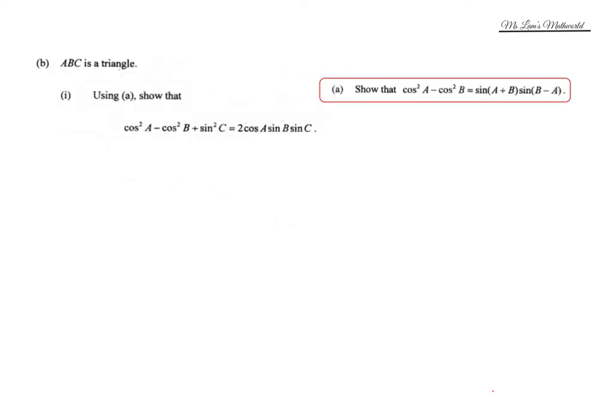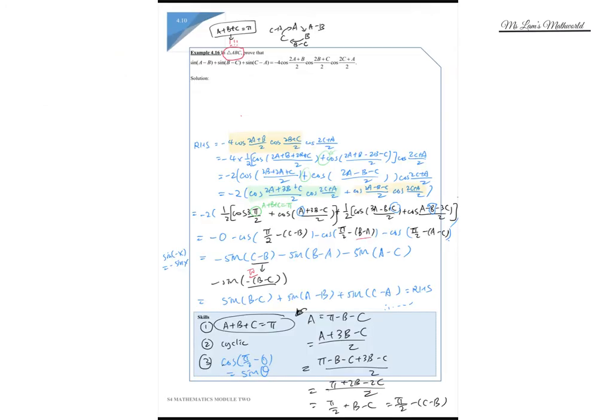So part B. First, ABC is a triangle. This piece of information is very important, okay? ABC is a triangle. And using part A, show that cosine square A minus cosine square B plus sine square C equals to 2 cosine A sine B sine C. So let's recall what we have learned before. Do you remember this question?